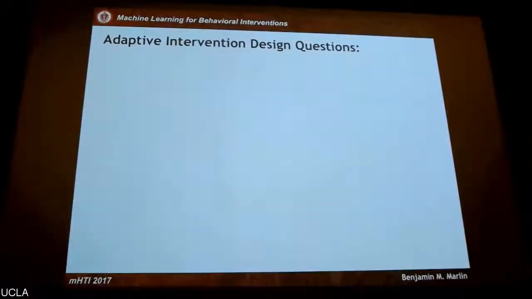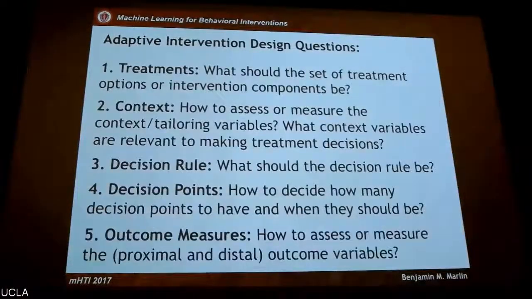So Billy just ran through this. Let me just recap. So there are these 5 components: the treatments or the intervention components, whatever the options are that you're selecting between. There's the context or the tailoring variables, there's the decision rule, the decision points, and the outcome measures. And there's all kinds of questions here, as Billy was just saying. Right? So some things that she touched on briefly, the idea of context.